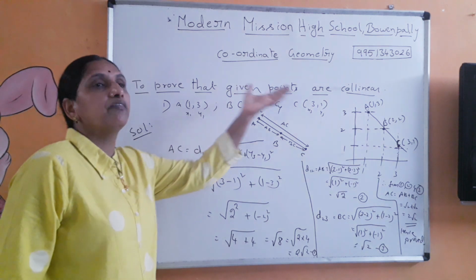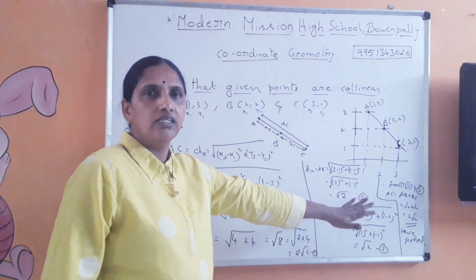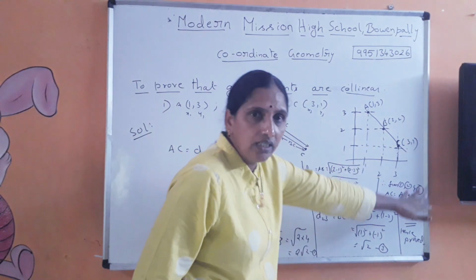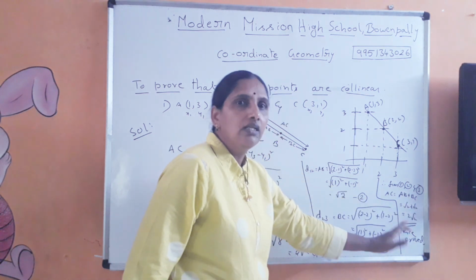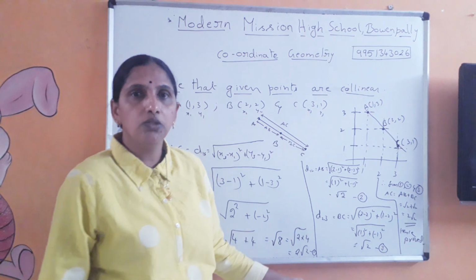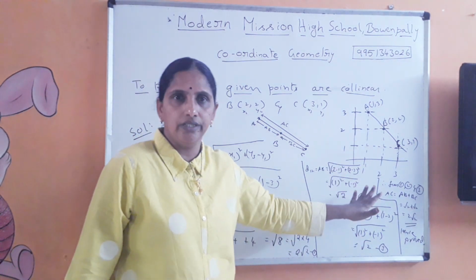Suppose for the given points, if this condition is not satisfied, what should be the conclusion? AC is not equal to AB plus BC. Therefore, they are not collinear.